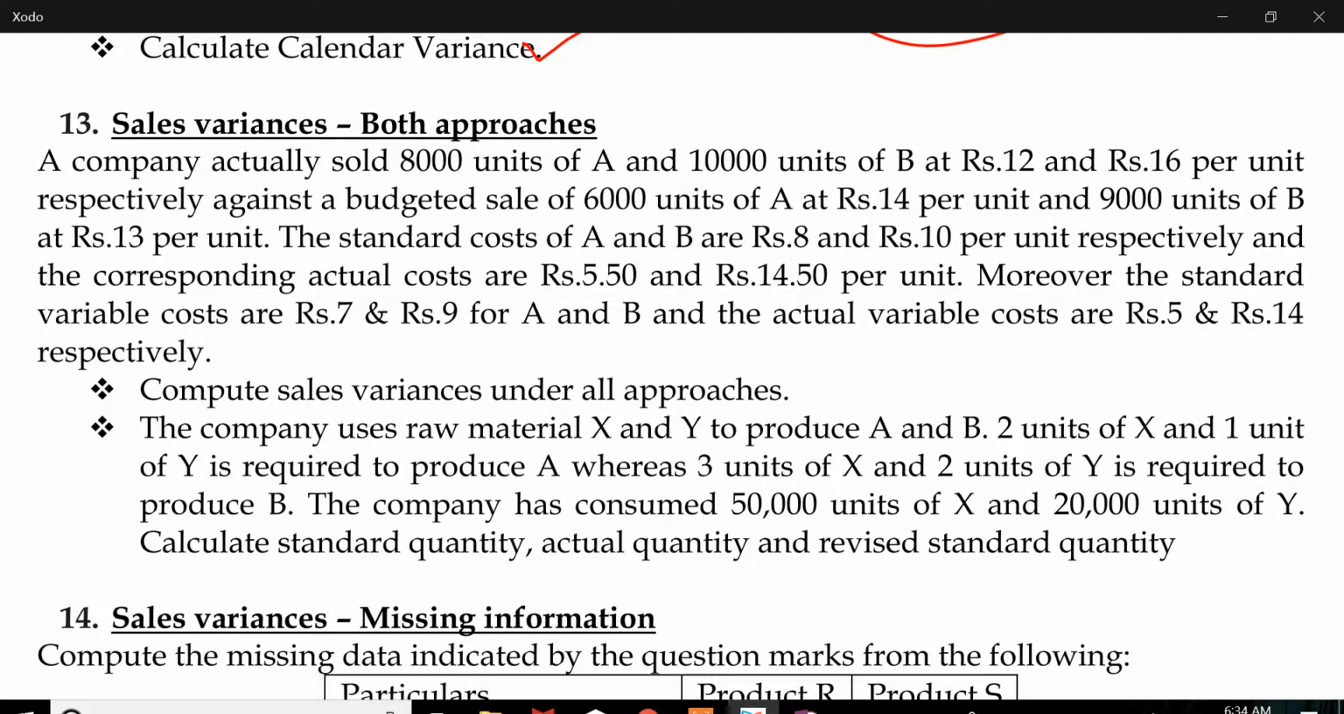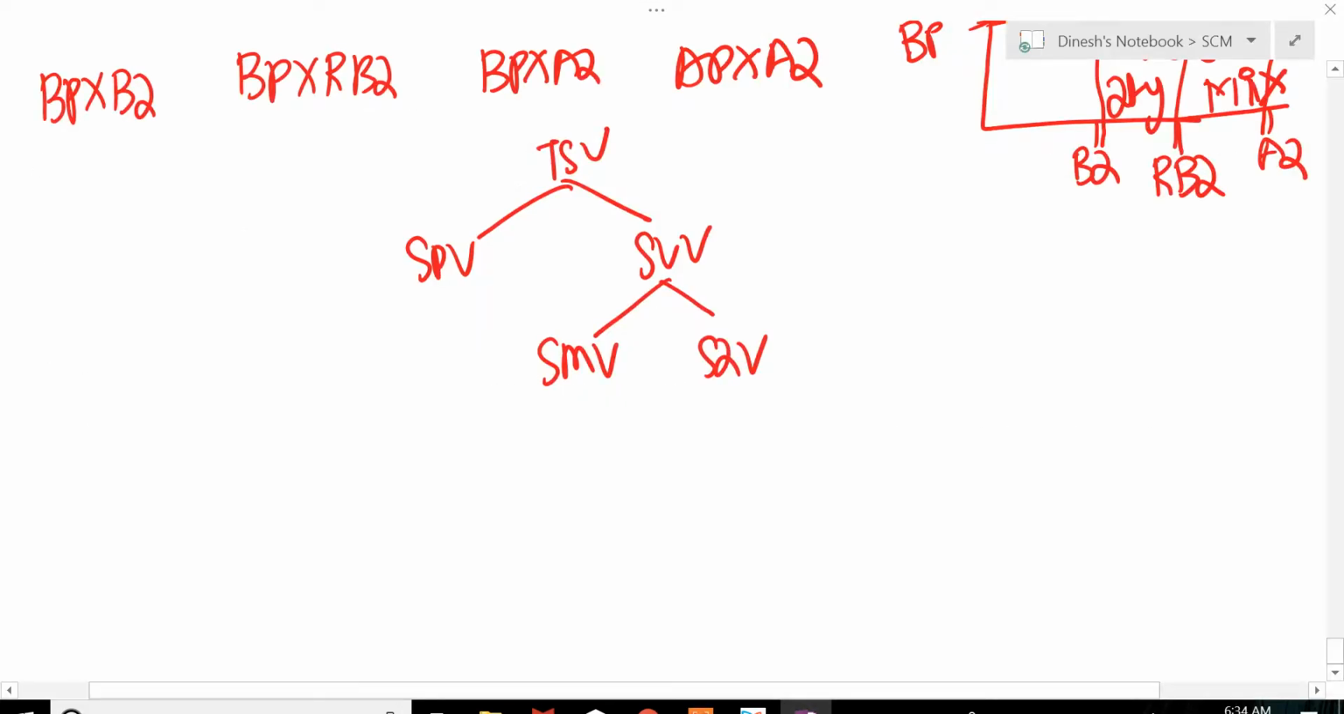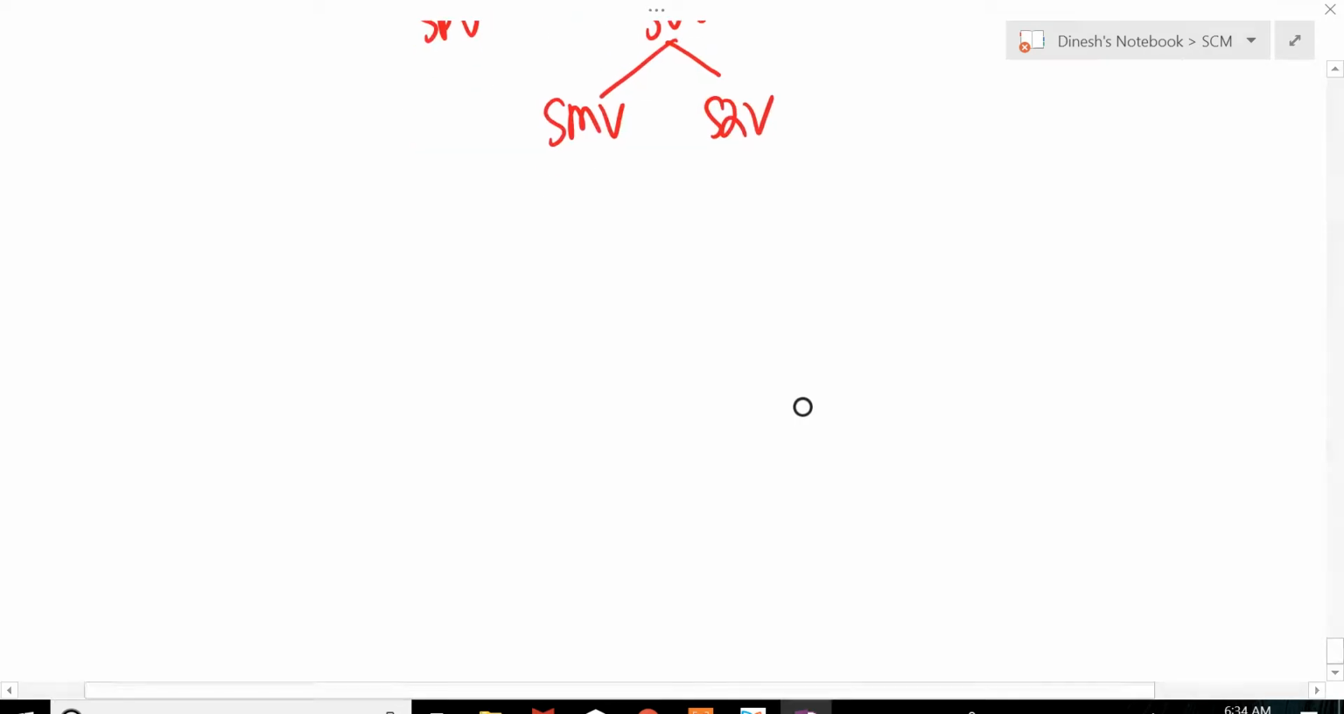Now, part 1 of the problem is on sales variances under all approaches. So there are going to be multiple approaches. First I'll do the total approach, then I'll give you the theory and discuss those approaches. Now, is it a single FG or multiple FG? Multiple FG. So let's open working note 1, calculation of sales variances under total approach.